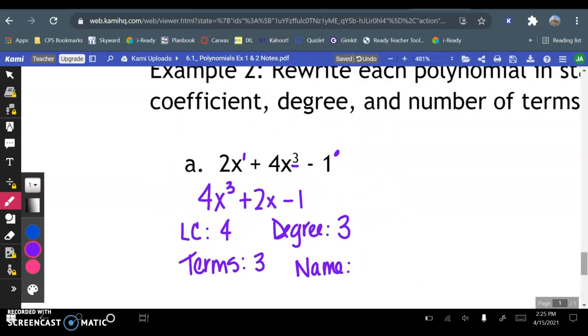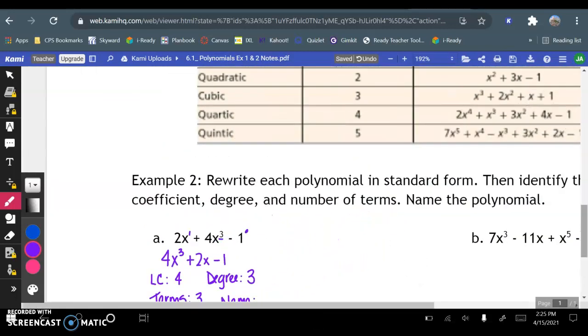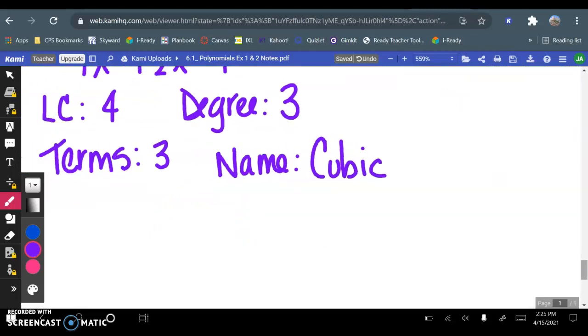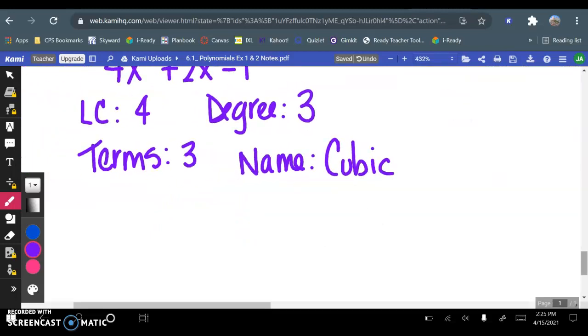And then its name. If we go back up here, the degree was 3. If we go to our chart, 3 is called cubic. And then the number of terms is 3, and a 3-term polynomial is called a trinomial.